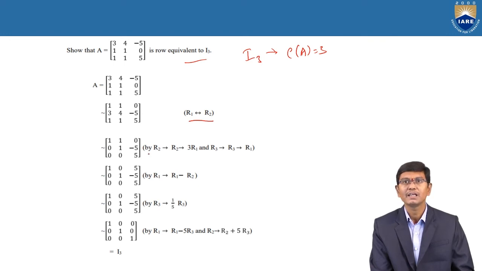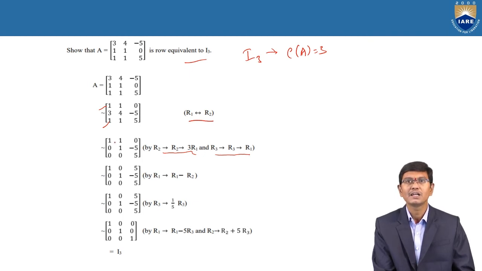That means indirectly the elements we need to change to 0 or 1 only. In this matrix, the first row, first column is already 1, but we need to change the second row, first element 3 to 0, and the third row, first element 1 to 0. Therefore, using R2 equal to R2 minus 3R1, and R3 equal to R3 minus R1, with the help of these two conditions, the matrix is reduced to 1 1 0, 0 1 minus 5, 0 0 5.